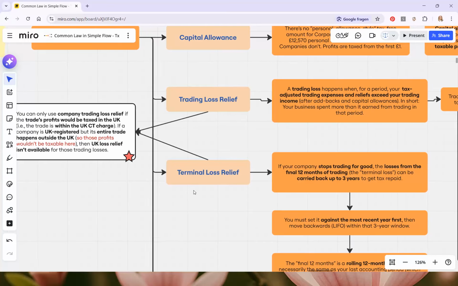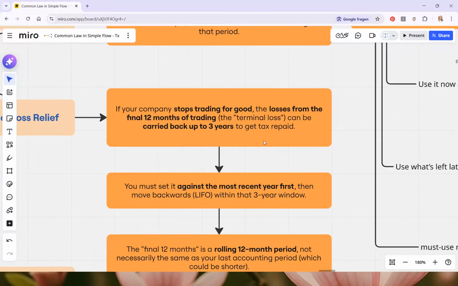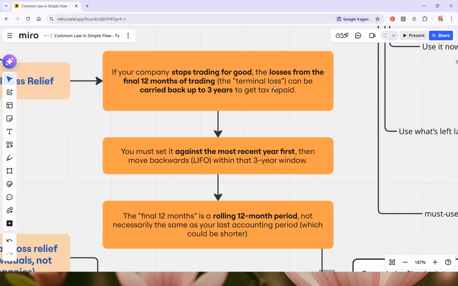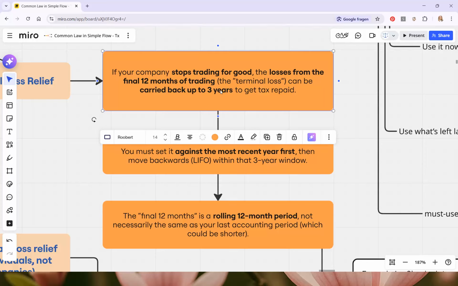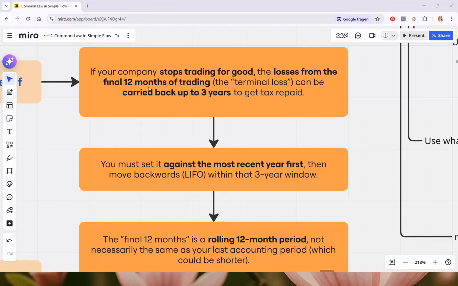So let's see the terminal loss relief. If your company stops trading for good, the losses from the final 12 months of trading, the terminal loss, can be carried back up to 3 years to get tax repaid. So if you are completely shutting down your company, you can go back with the final losses back to 3 years.